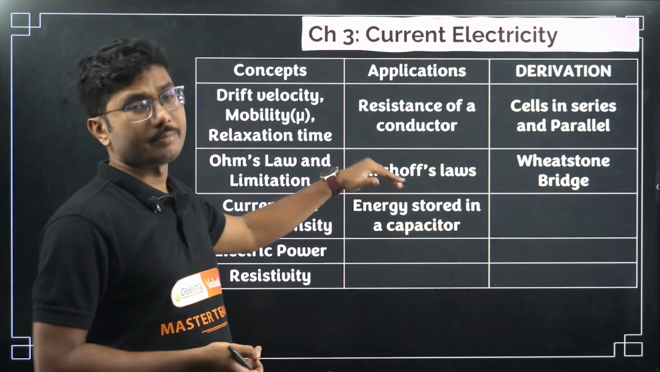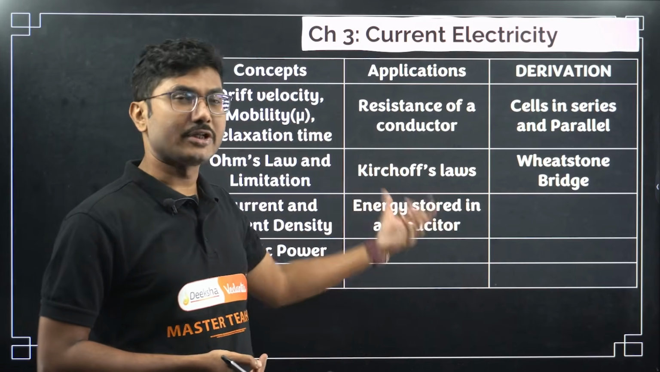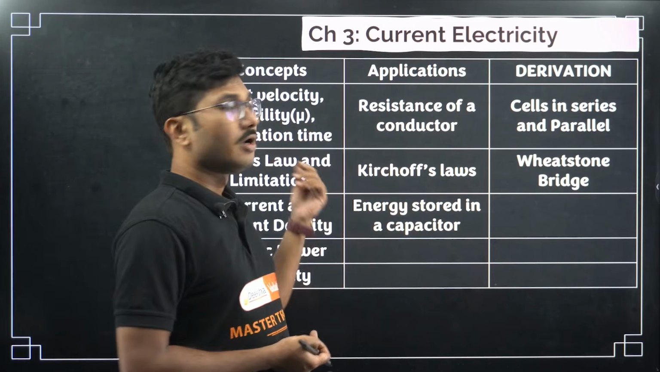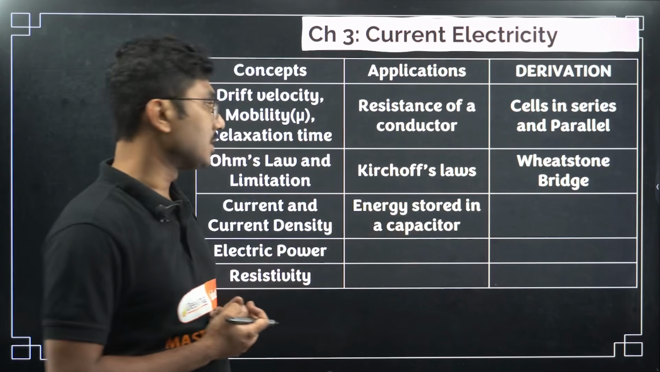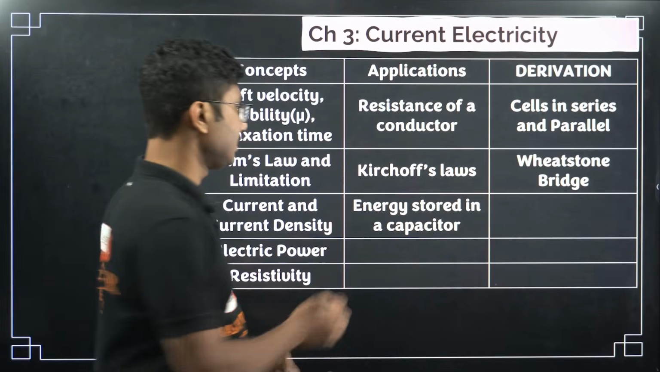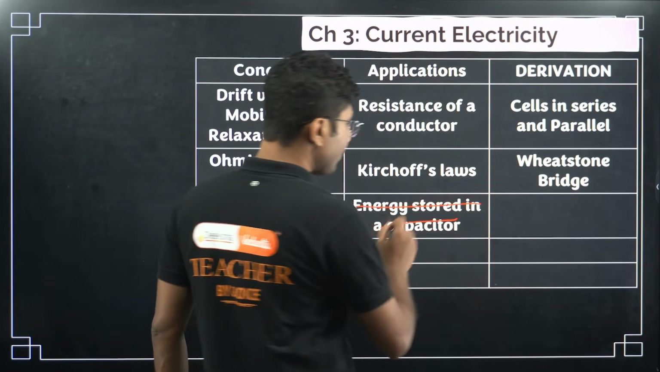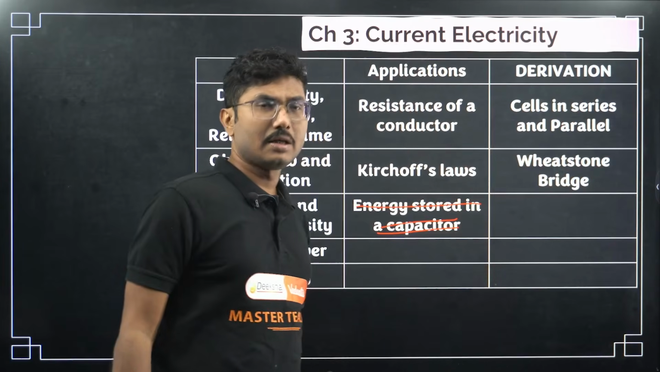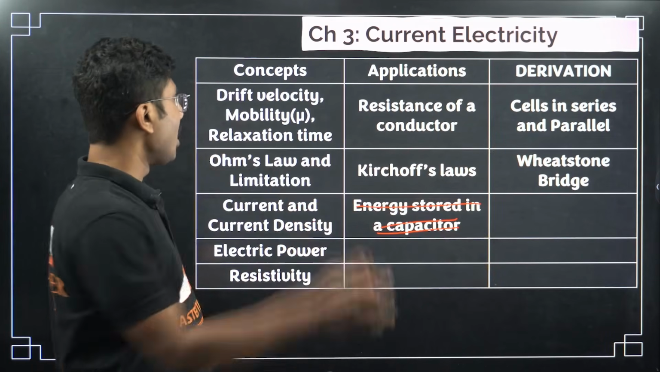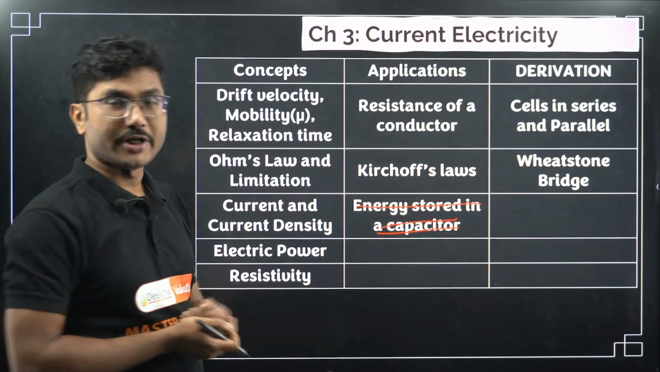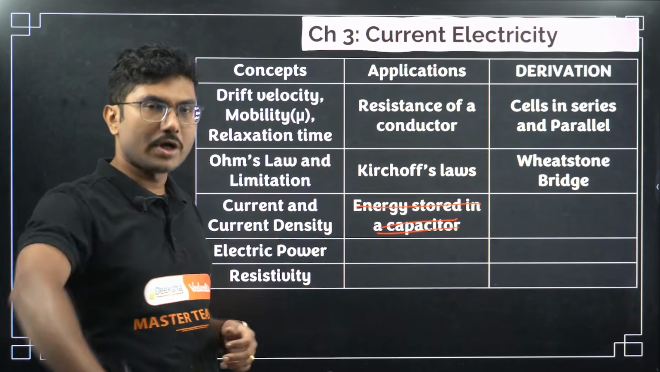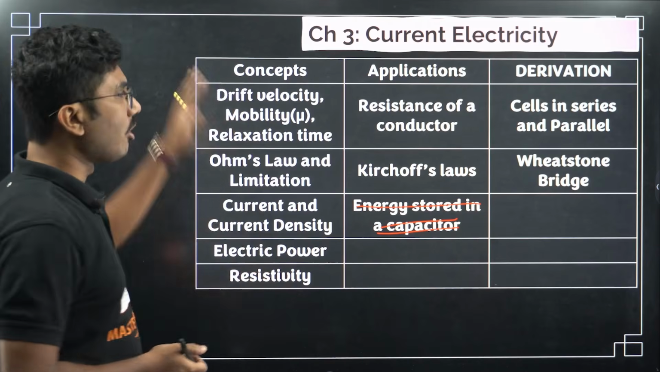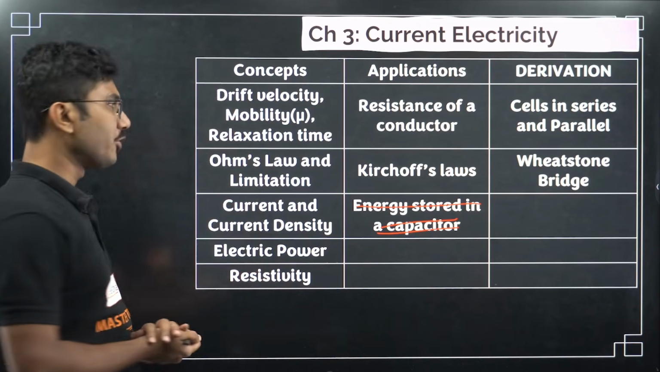Now Kirchhoff's laws may not be asked as a direct question, but based on this, questions can be asked, circuit based questions or MCQ questions. These are popular from Kirchhoff's laws. Energy stored in a, sorry, this is not from this chapter, so you can scratch this off. Cells in series and parallel and Wheatstone bridge are the 5-marker derivation kind of question. Okay, now drift velocity, mobility and relaxation time, when you are studying the other derivation, that is the conductivity of a conductor in terms of drift velocity, that is also possible, right?